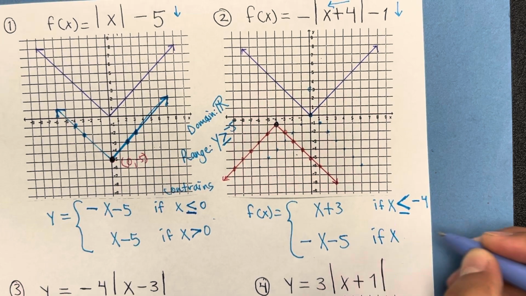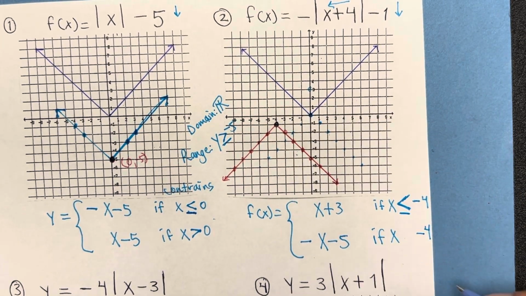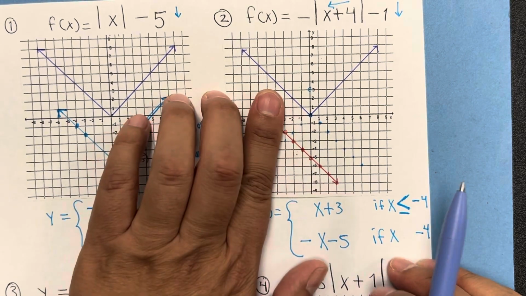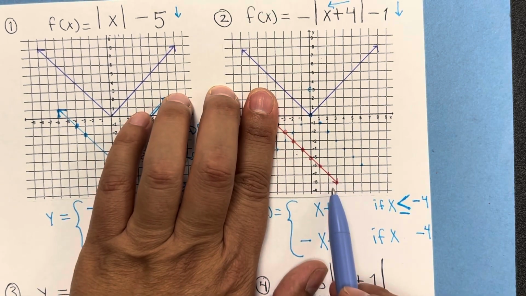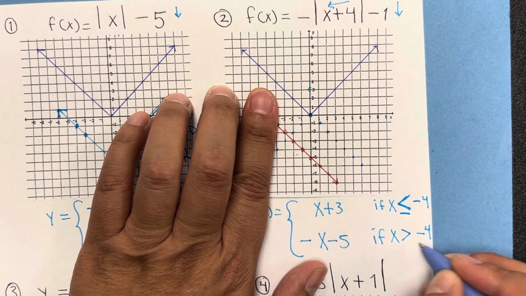If x is the same at -4, because they meet right there, but where is that pointing? To the left or to the right? It's pointing to the right. Because we put the equal in here, we don't need it in here.